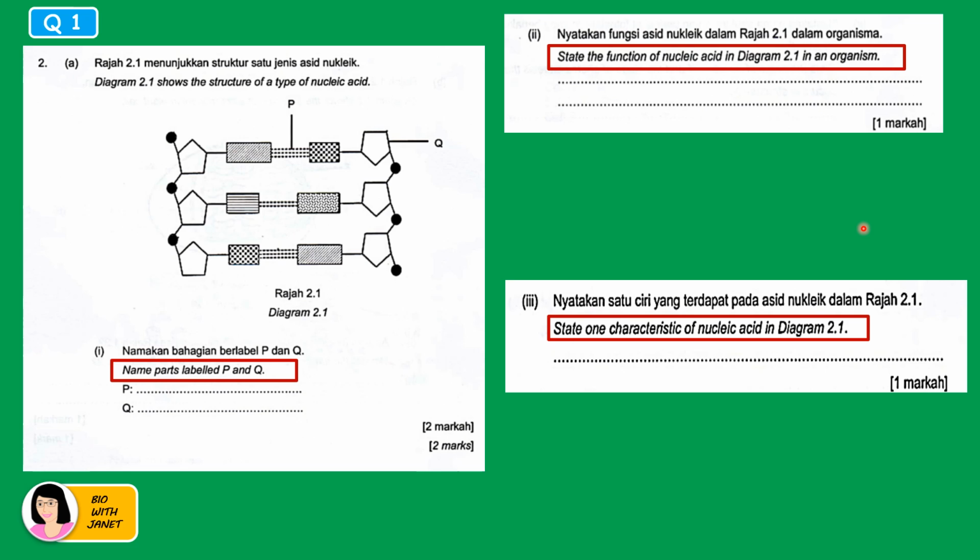Our first question. Diagram 2.1 shows the structure of a type of nucleic acid. Name the parts labeled P and Q. You can try this question first, and then we can look at the answers afterwards. You can pause the video and try the question first.